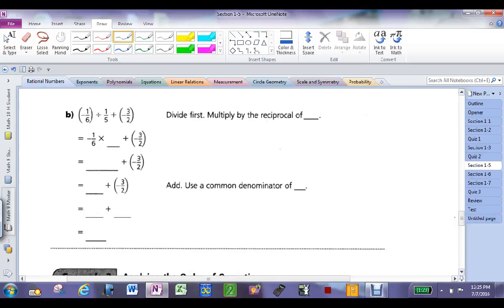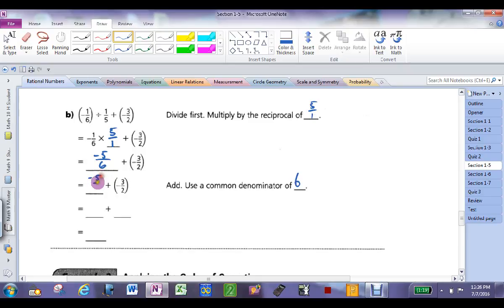Do the last one. Why am I doing divide first? There's brackets all over this thing. They're not BEDMAS brackets. What is the reciprocal that I need? 5 over 1. So let's go ahead and do that. 1 times 5 is what? Negative 5 over 6. Now I got to add them together. What's my common denominator? 6.